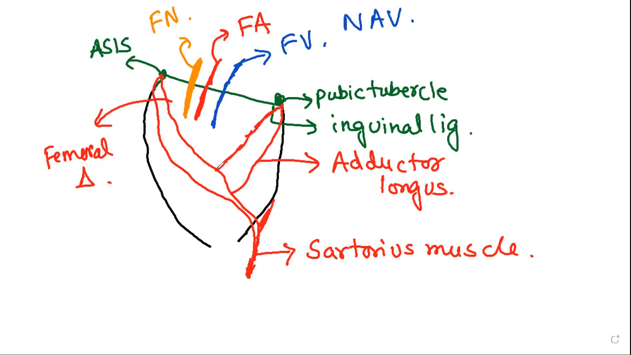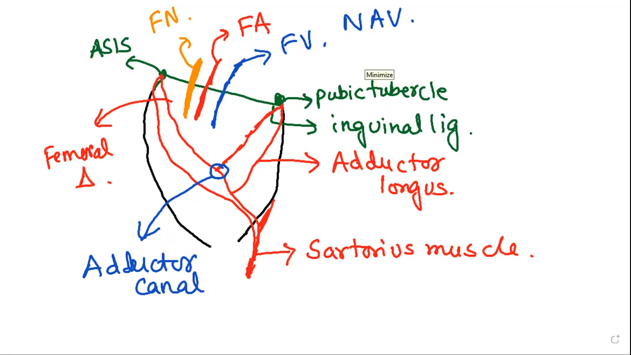And under this sartorius muscle, here there is an opening for a canal. That canal is known as adductor canal. Adductor canal. I will tell you, don't need to worry. Now see here. This is femoral vein, femoral artery, femoral nerve.